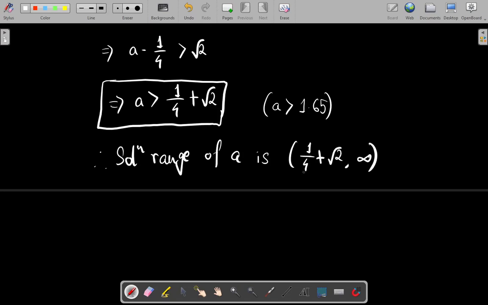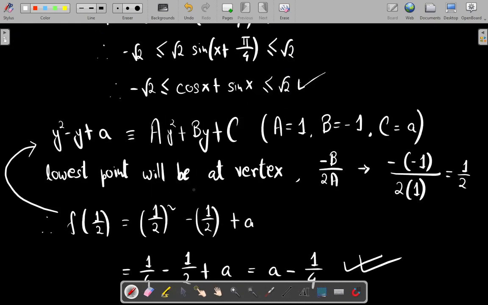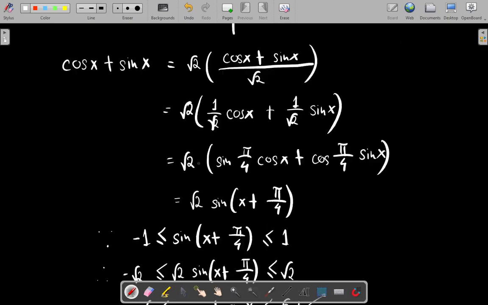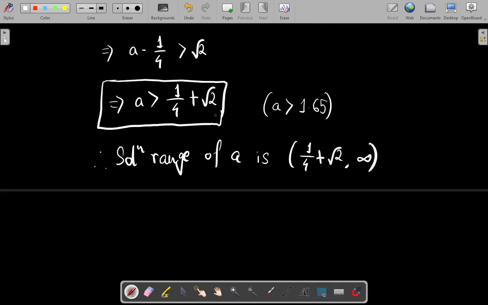Because if a takes any of these values, this curve will just go upwards. Okay, they will not intersect. This quadratic curve will just keep on going upwards. And if any value of a is less than this 1 by 4 plus root 2, then this curve will come downwards and it will intersect at some point with this trigonometric curve. Okay, and in those cases there will be a solution. But in the question it is given that there has to be no solution. So this curve has to go above this trigonometric curve, which happens if a is in this range.